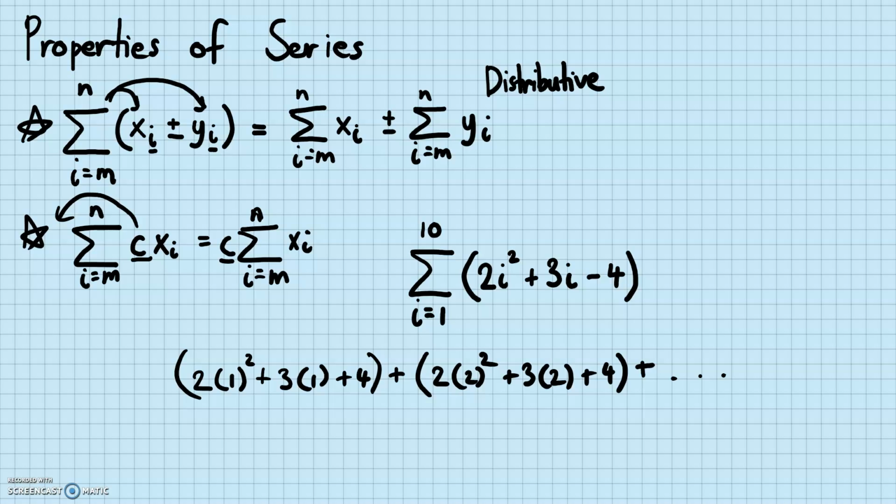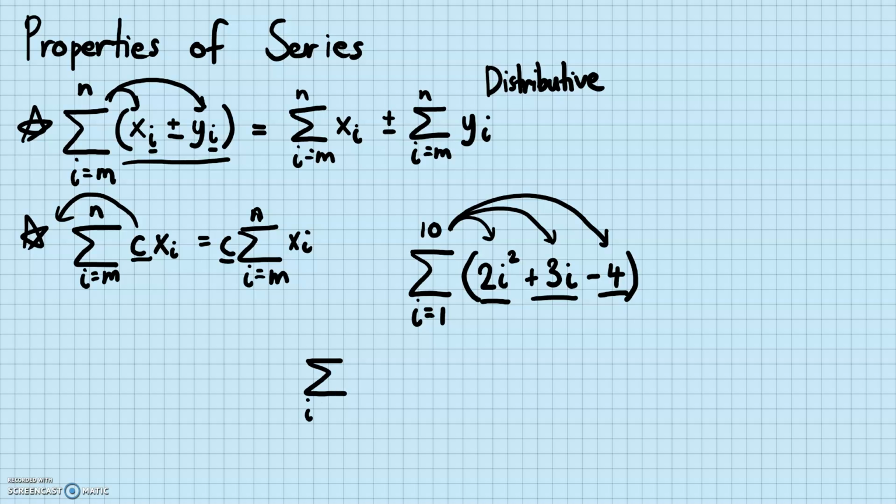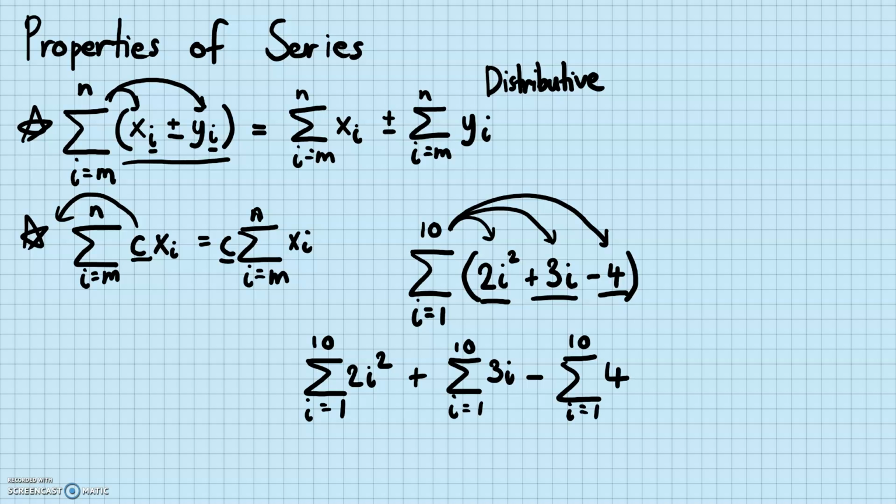So instead of having to do this, we can use those properties. We have 3 different terms here, which means we can use the distributive property. We can use the distributive property here to distribute the summation to each of the terms inside. So now that is going to equal the summation from i equals 1 to 10 of 2i squared plus the summation from i equals 1 to 10 of 3i minus the summation from i equals 1 to 10 of 4.